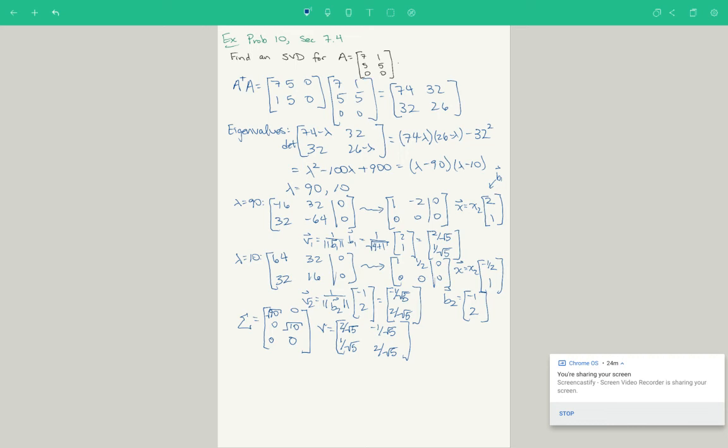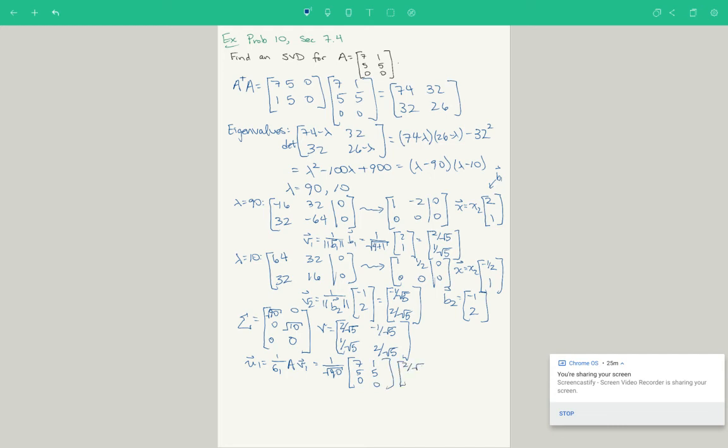So our first column of U should equal 1 over sigma 1 times A times v1. And we know what all of those pieces are, right? So sigma 1 was the square root of 90. And then A was what we were given right at the beginning. And then v1 is our first eigenvector that we found.